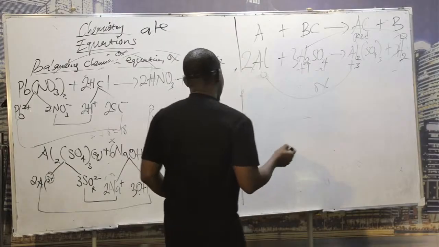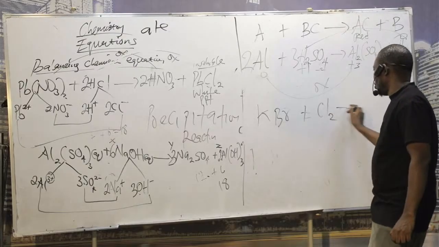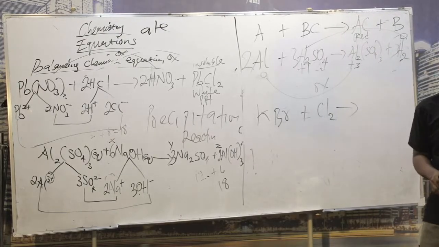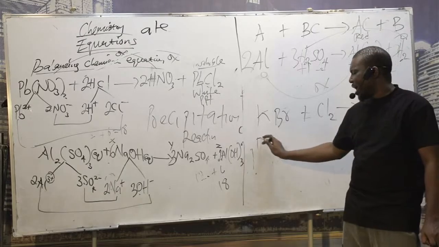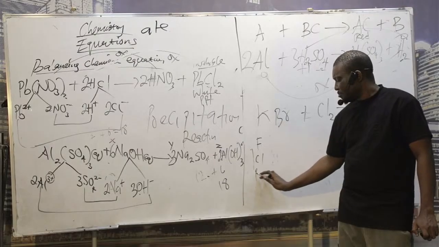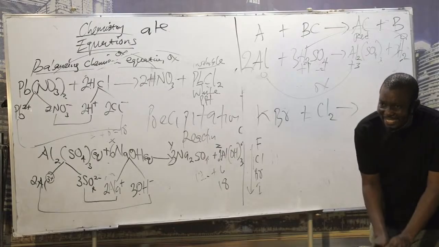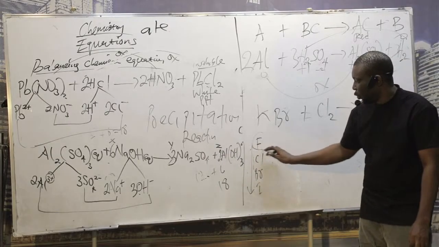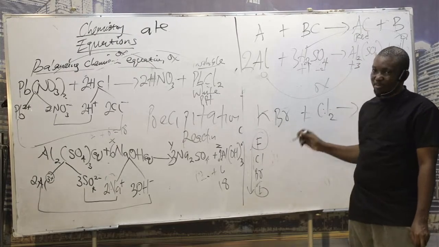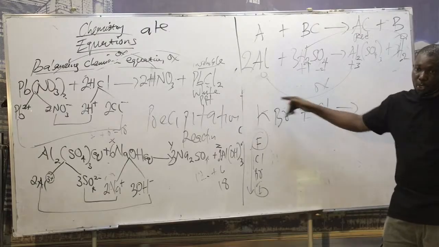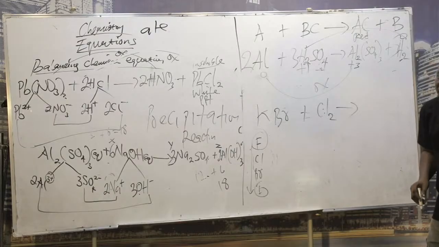If I give you KBr plus Cl2 to show me what is going to happen, you say, is bromine and chlorine not in the same group? You find out: F, Cl, Br and I. As you are going down, reactivity is decreasing. The most reactive is what? Fluorine. The least reactive is what? Iodine. It means in a reaction, chlorine is more reactive than bromine. So chlorine will displace bromine.